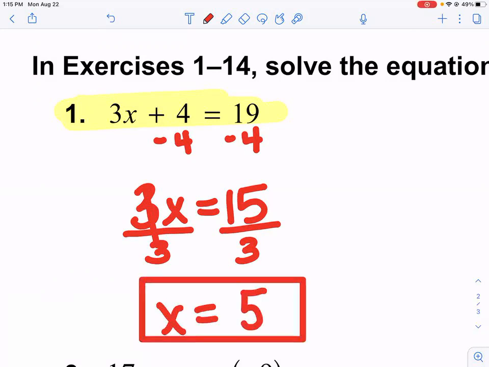And what I love about algebra is we can check our answer. So if we come back up to the problem, what is 3 times 5? 15 plus 4 is 19. That works out. Woohoo, we solved an equation.